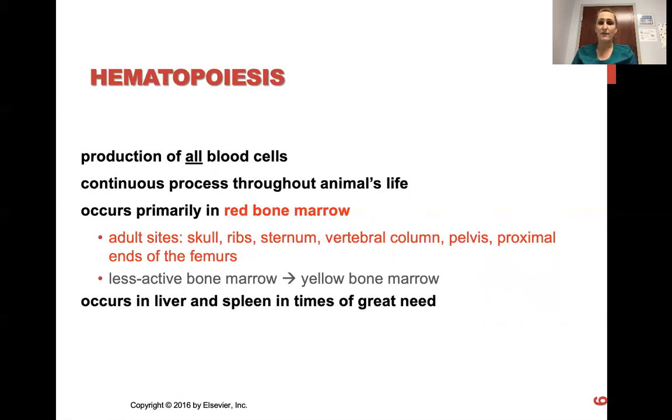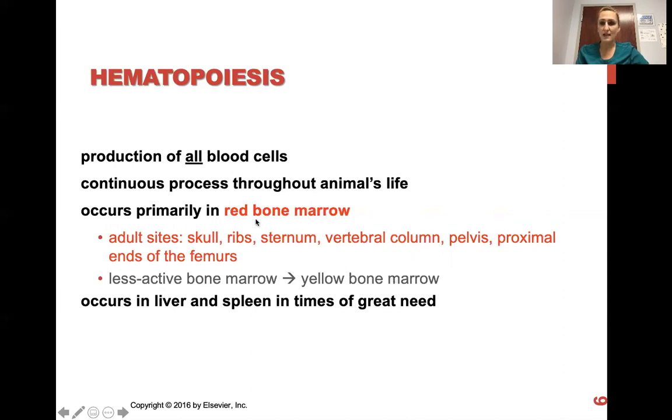Now, as a fetus, hematopoiesis occurs in the liver and spleen only. But after an animal is born, in newborns to young animals, it occurs primarily in red bone marrow. Red bone marrow is also known as active bone marrow. In adults, as they start to grow, as you can see down here, the red bone marrow starts to turn into what's called yellow bone marrow.